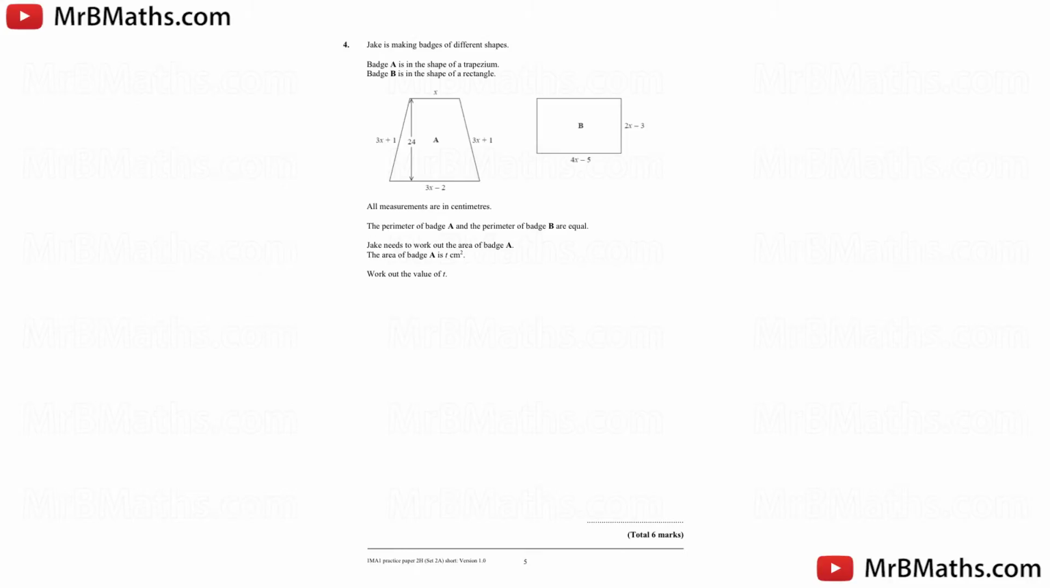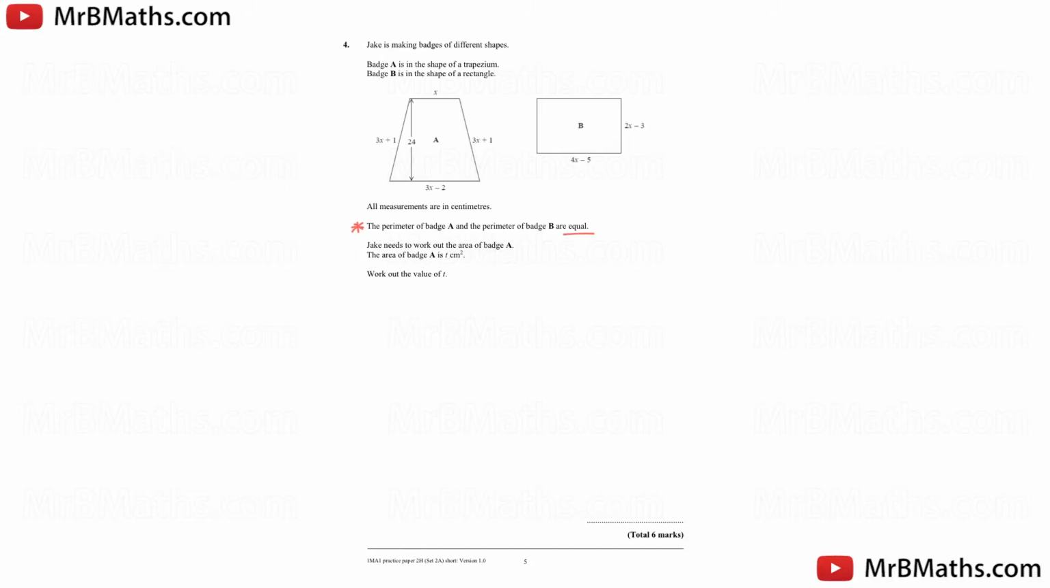Okay, question 4. Jake is making badges of different shapes. Badge A is in the shape of a trapezium. Badge B is in the shape of a rectangle. All measurements are in centimeters, so we don't have to do any converting. The perimeter of badge A and the perimeter of badge B are equal, so this is an important sentence.